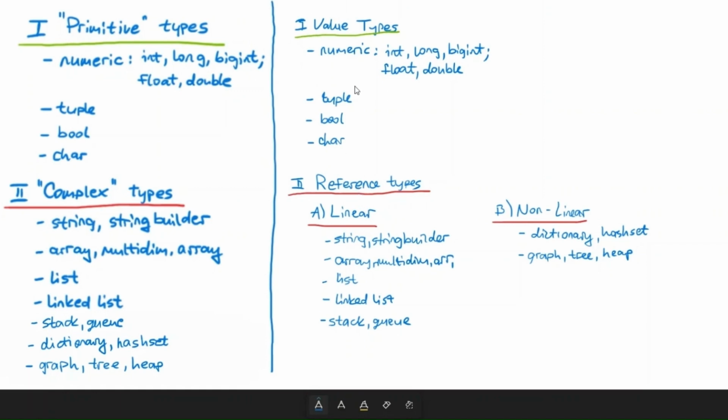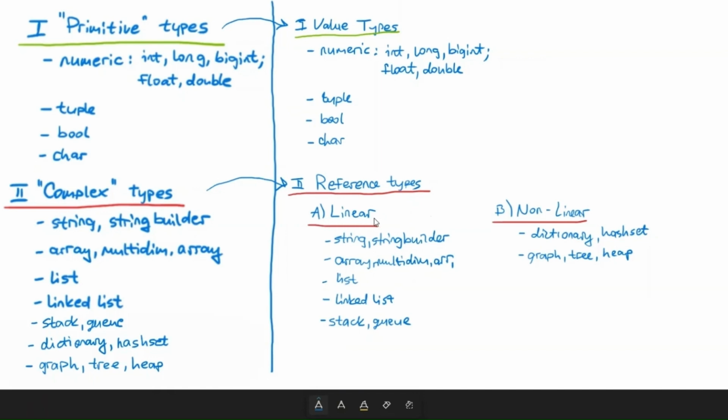Now we have the expanded systematization. Types called primitive last time are actually value types in C#. They keep just a simple value. Complex types from last time are actually reference types in C#. Since they contain a group of elements, they cannot keep just a simple value. They keep the reference in memory to our group of elements. Of course, more details on this topic will be discussed in future videos, both on concrete examples and later inside the medium level course.